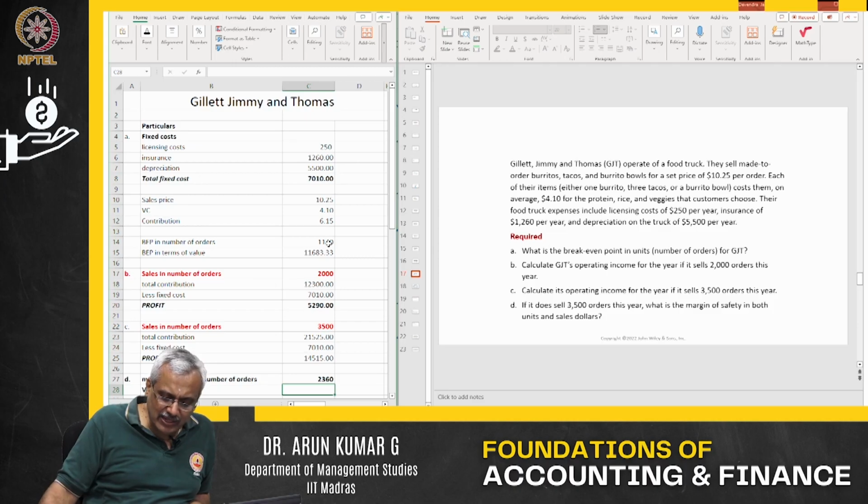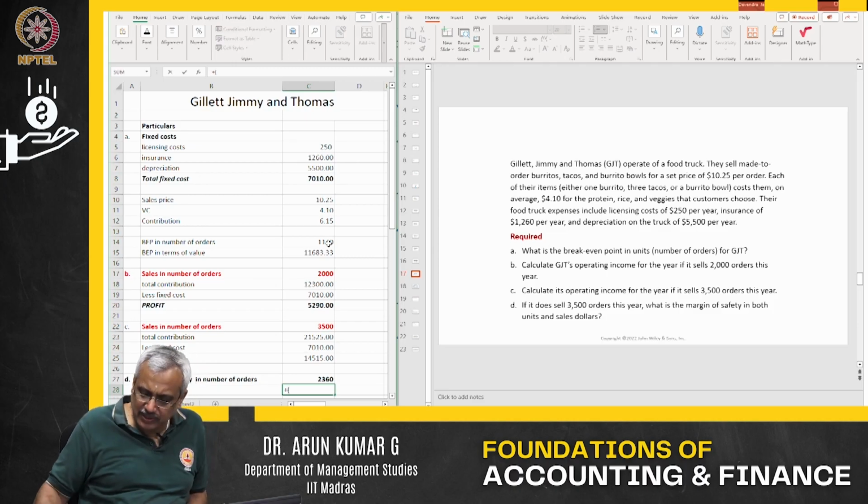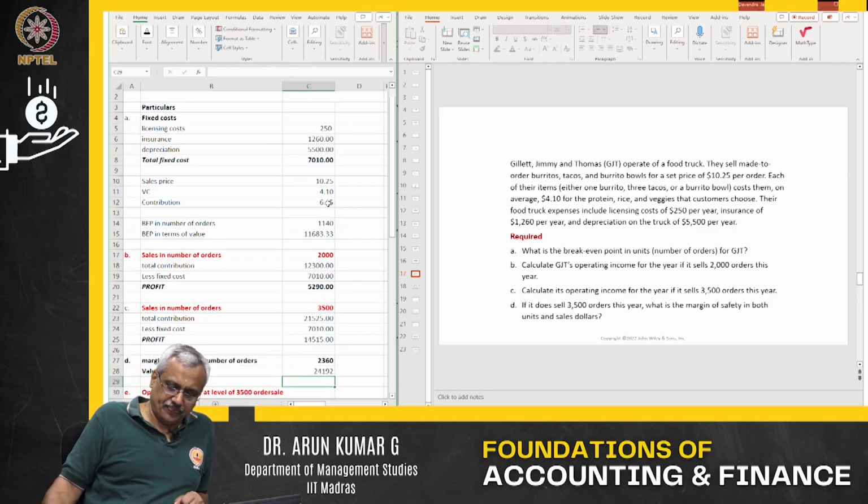In terms of value, very simple. I have my orders into the selling price per order, minus the break even number of orders into the selling price per order. That is going to give me what is called the margin of safety in dollars in this case.